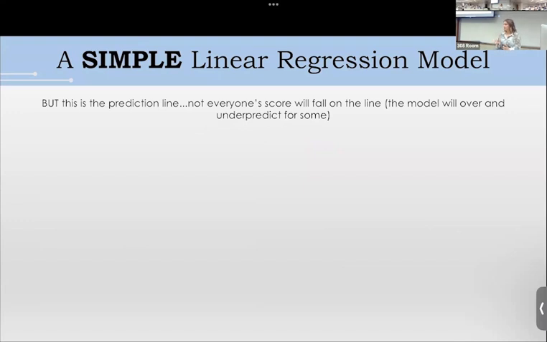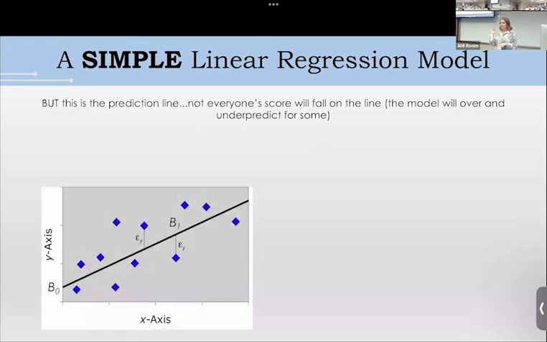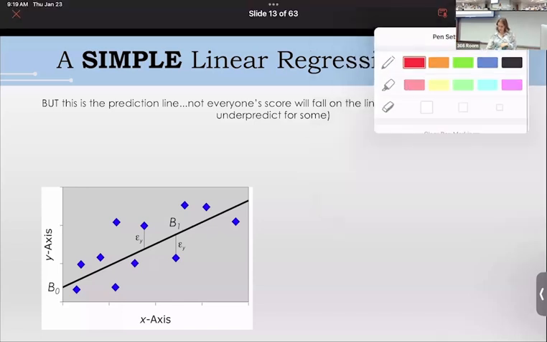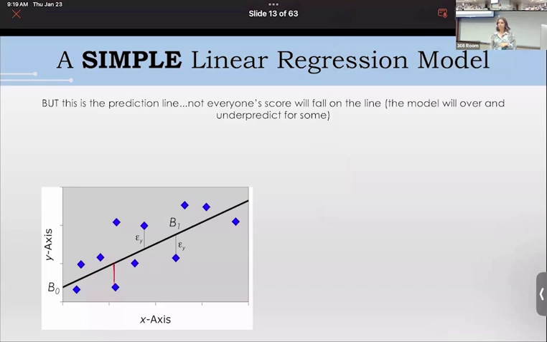It's gonna be a great line for some people, and some people are gonna be off from that line. So the model's gonna over predict for some people, and it's gonna under predict for other people. This is what it looks like when we plot the line with people's actual scores. What is this? Error, exactly. That's error or residual.